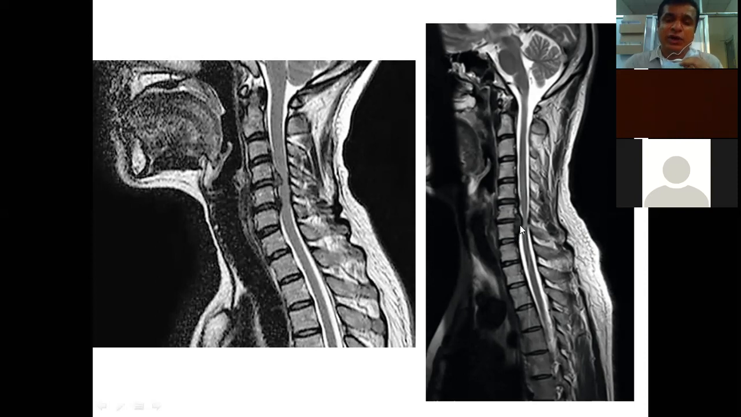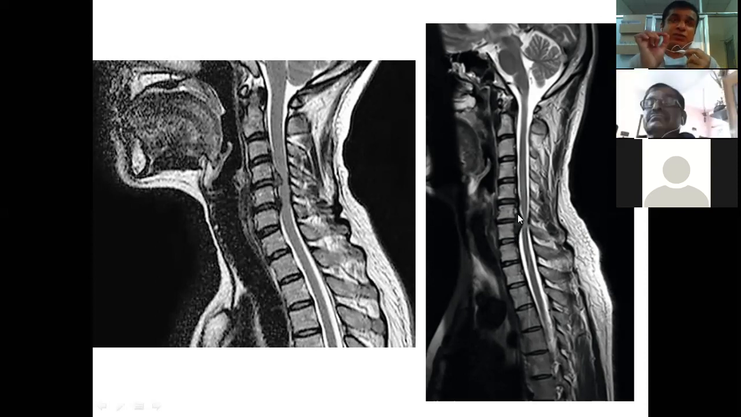Due to some pathologies, this longitudinal ligament can get ossified. This ossified longitudinal ligament can compress the cord. It can produce mostly myelopathy, rarely radiculopathy also. So when you are seeing an MRI like this, definitely you should suspect ossified posterior longitudinal ligament.